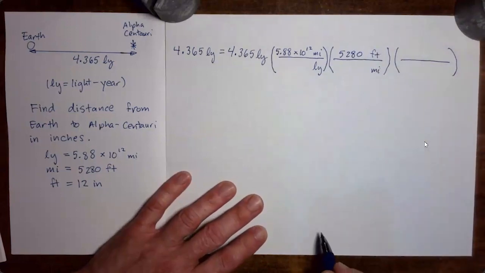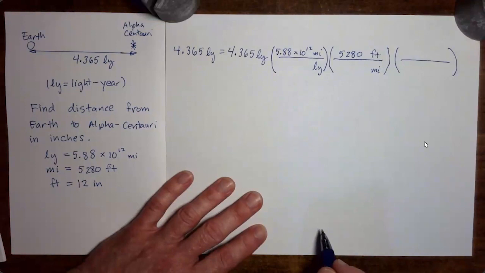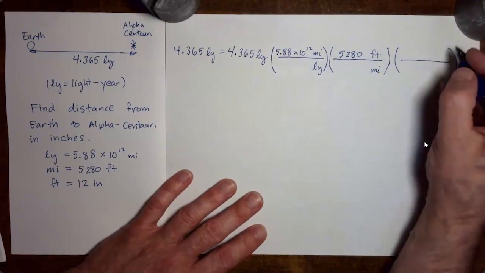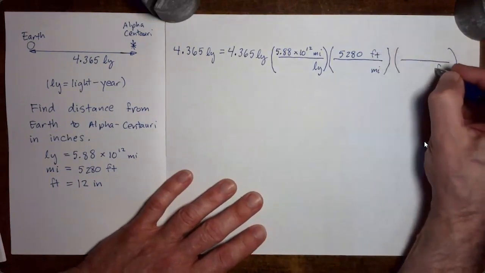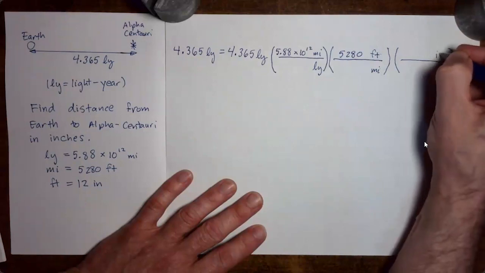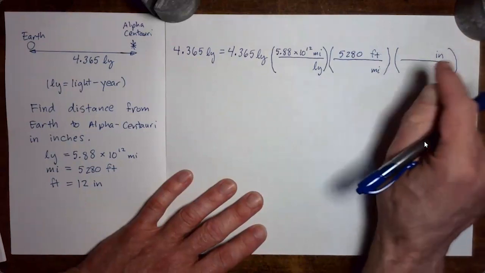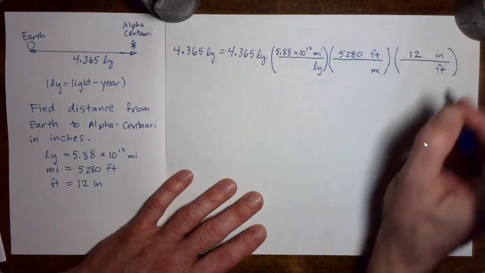And finally, one more conversion factor. We want to cancel feet and get inches instead. To cancel the feet that's up here, I put feet down here. Inches goes in the top. And now to make this equal to 1, I call this 12 inches over 1 foot.